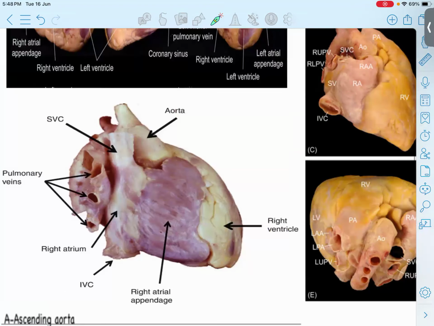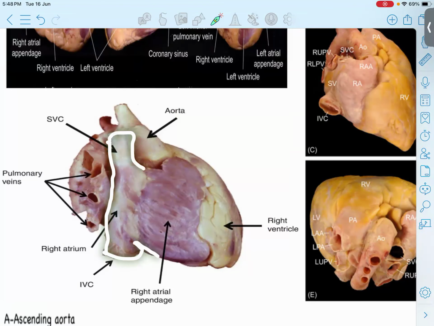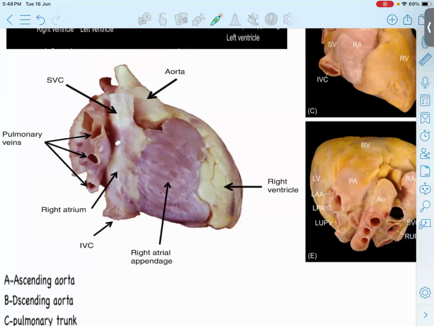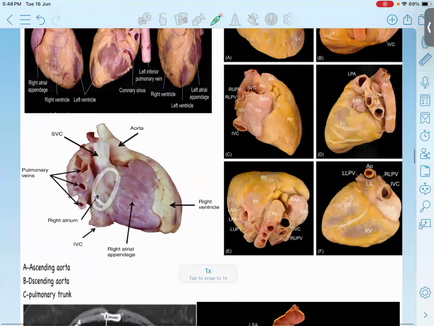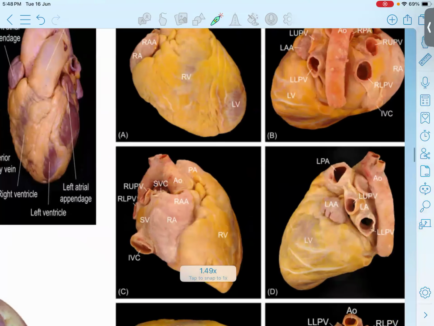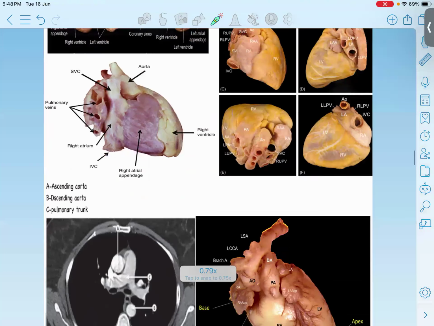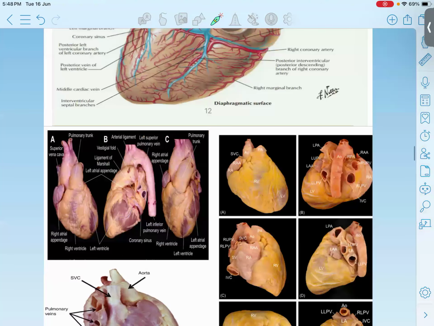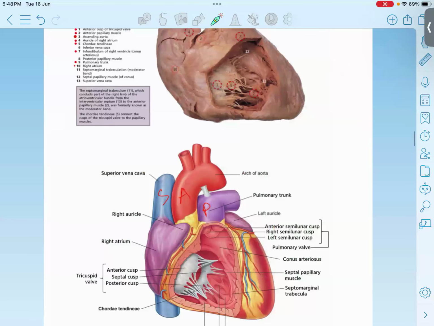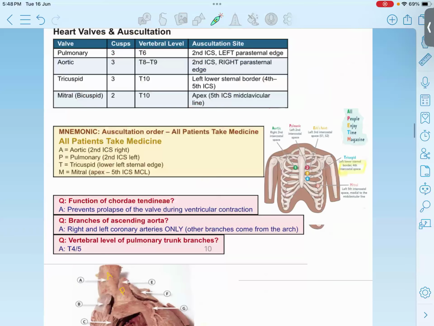See here, this is a little bit different. This is the right atrial appendage. It is the superior vena cava, it is the inferior vena cava. Right ventricle, aorta, pulmonary veins, and right atrium. This side is the right atrium. You can also practice this by using the tips. Most important, anterior view. This view is the most important view.